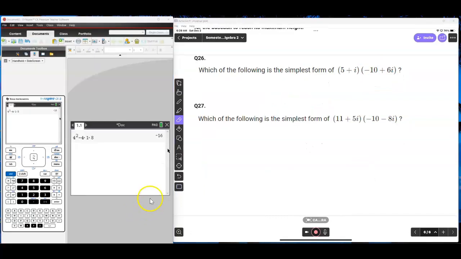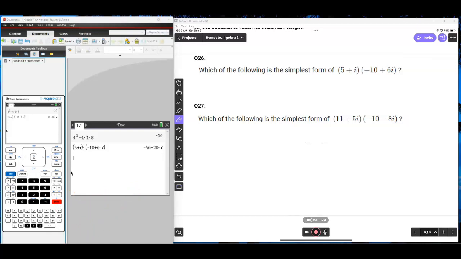I do want to tell you that you can check this on the calculator. Parentheses 5 plus i, go here to the pi, and then you're going to have i. And then parentheses negative 10 plus 6i, and then go to this right here, i. And then press enter. And I think that's what we had, negative 56 plus 20i.